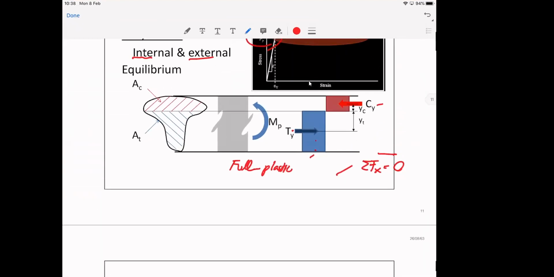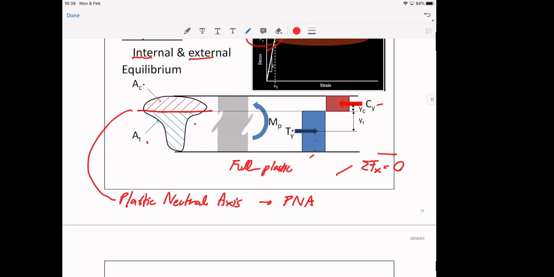So let's say if you have an irregular shape like this or like the one I just drew, we need to find the line that separates the area of the cross section into two equal areas, one under compression, one under tension. This axis is called the plastic neutral axis, or PNA.